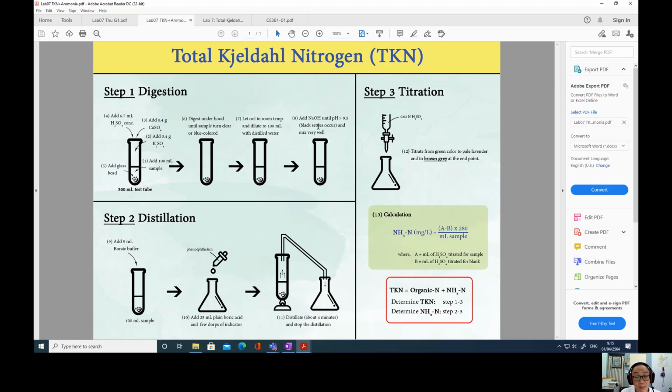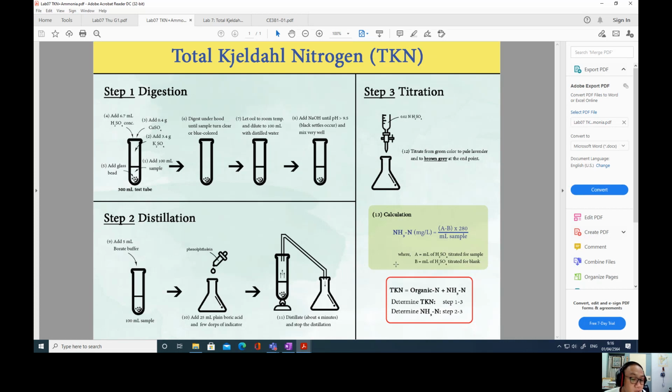In this case, you have to do the blank, just to make a comparison between the ammonia found in the water sample and the ammonia typically found in the distilled water. At the end you calculate the amount of ammonia, which is equal to the amount of sulfuric acid used for the sample minus the amount of sulfuric acid titrated for the blank, multiplied by 280 divided by the ml of sample, so you finally get the ammonia.